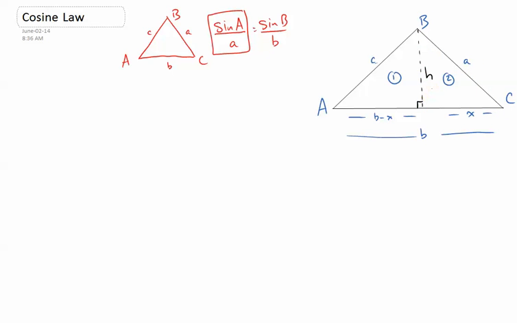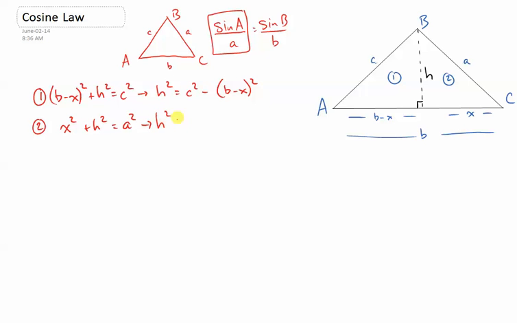First of all, I'm going to look in triangle number 1, and I'm going to do Pythagorean theorem. (b minus x) all squared plus h squared equals c squared. Isolating for h squared, I get c squared minus (b minus x) squared. Triangle 2, I'll do the same thing. x squared plus h squared equals a squared. I'll isolate for h squared again. I get h squared equals a squared minus x squared.